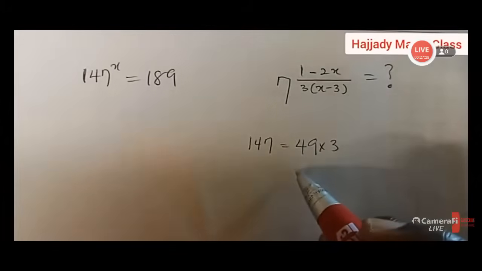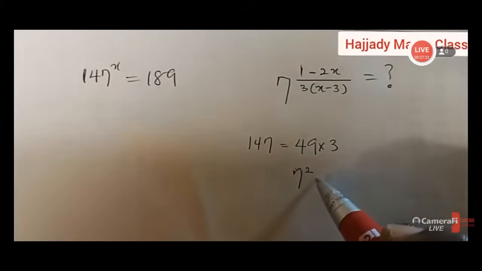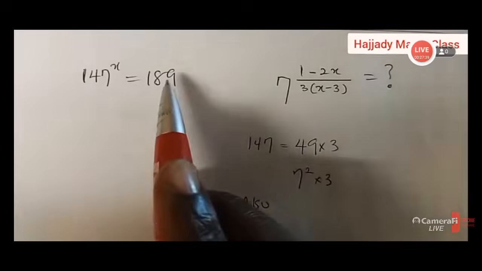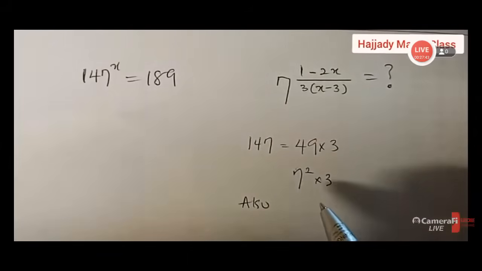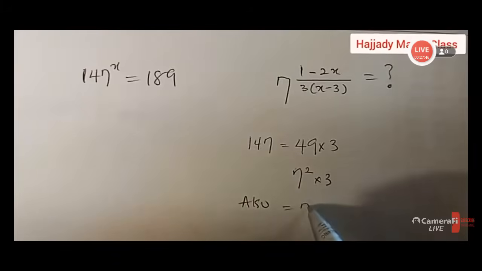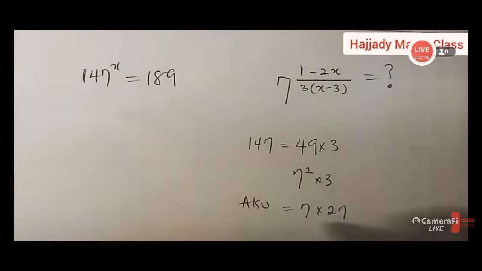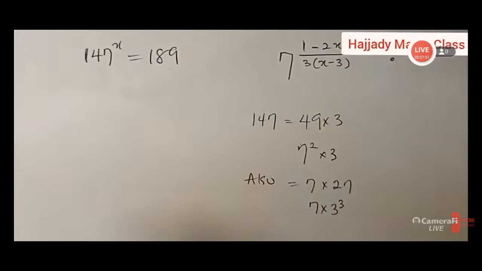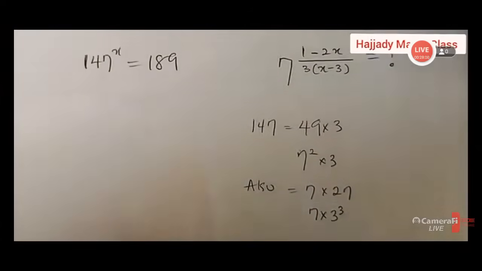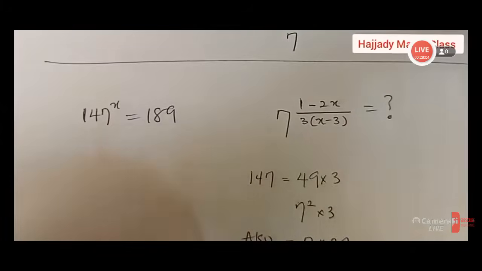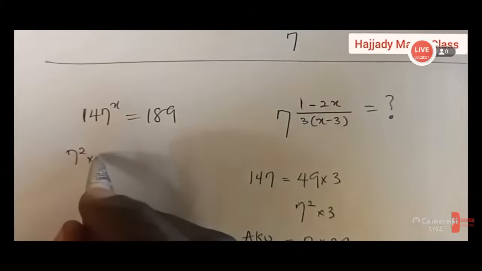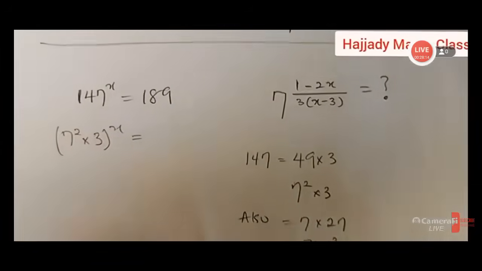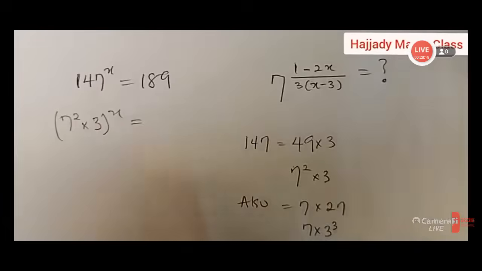Our 49 can be written as 7 raised to power 2, multiplied by 3. Also, 189 can be written as 7 multiplied by 27, and 27 can be written as 3 raised to power 3. Having known this, coming back, our 147 can be written as 7 raised to power 2 multiplied by 3, all raised to power x, equals 189, which can be written as 7 multiplied by 3 raised to power 3.